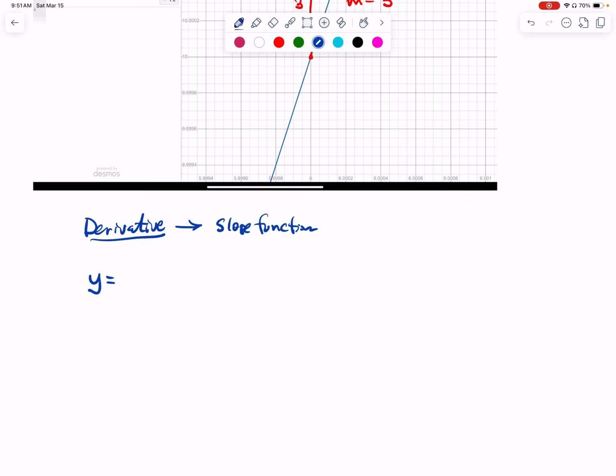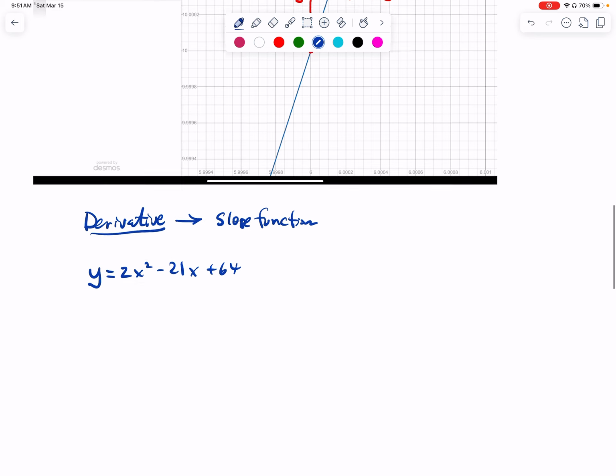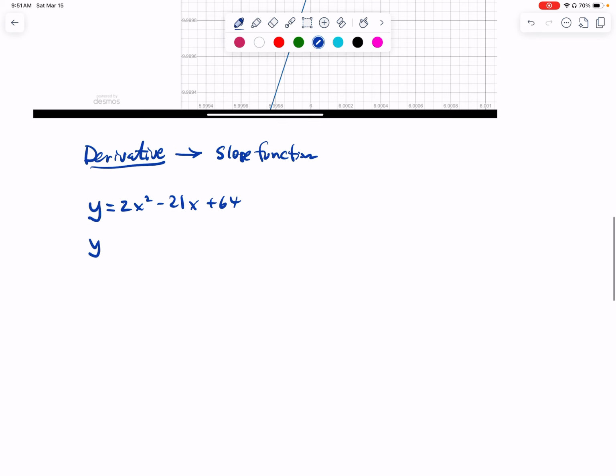So if I take my parabola equation, which was y is equal to 2x squared minus 21x plus 64, that's the original one, and I take its derivative. Here's the secret technique to take the derivative using the power rule. Y prime is what we call the derivative. I'm going to highlight this. This is the same thing as that. Are you going to be tested on this? No. But this is some secret techniques. You should not tell your family about this.